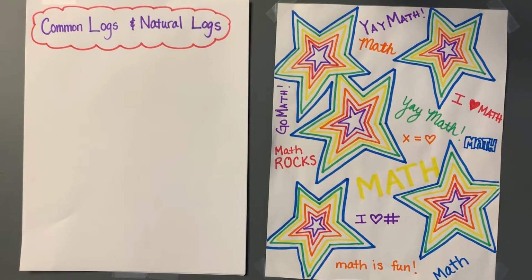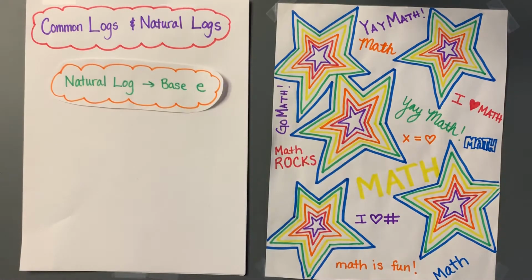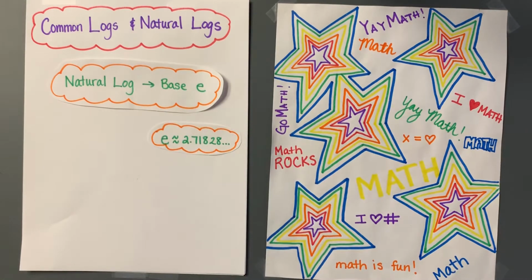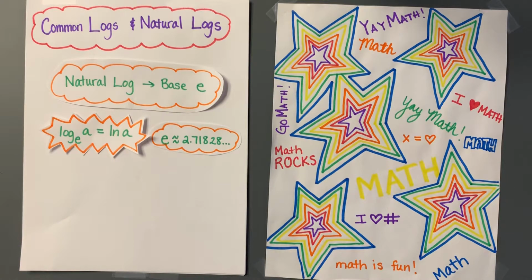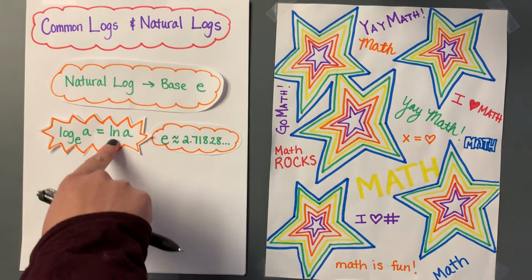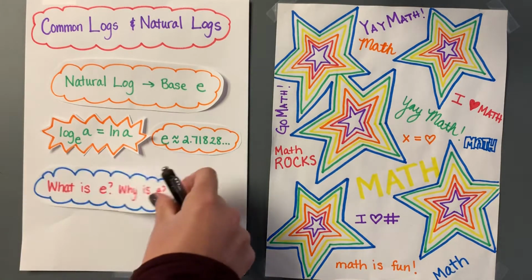Hi, welcome back. We're continuing to talk about common logs and natural logs. In this video, we are going to talk about natural logs. Natural logs are logarithms base e. e is approximately 2.71828. The natural log, log base e of a, is equal to ln of a. So if you see ln, this means log base e.